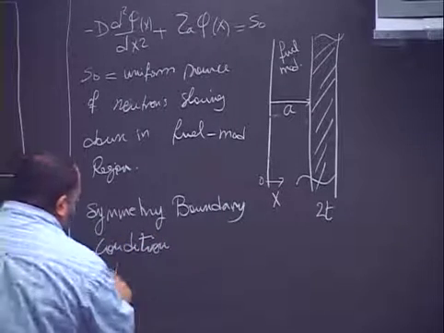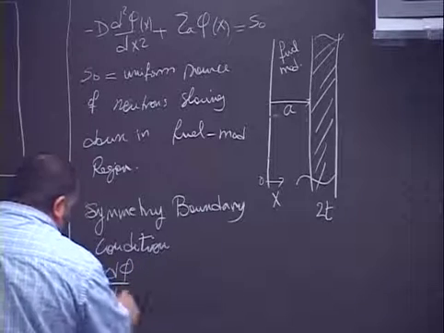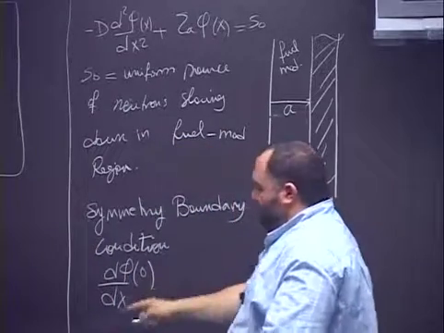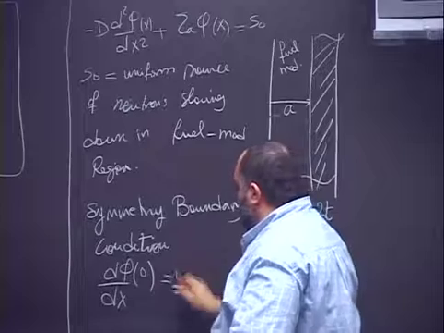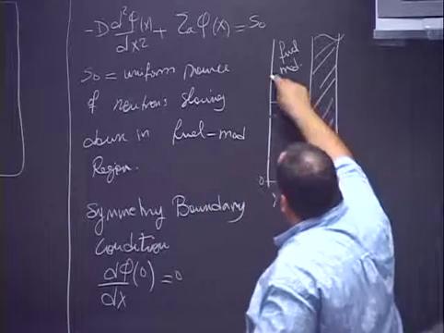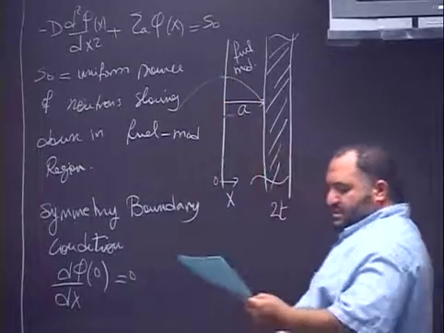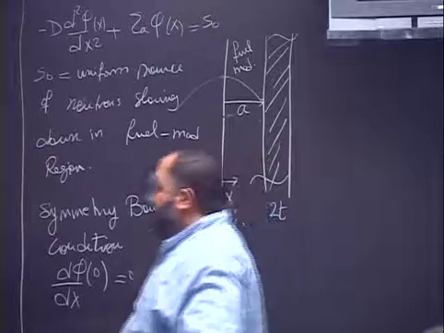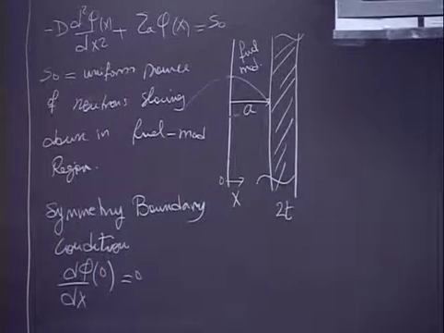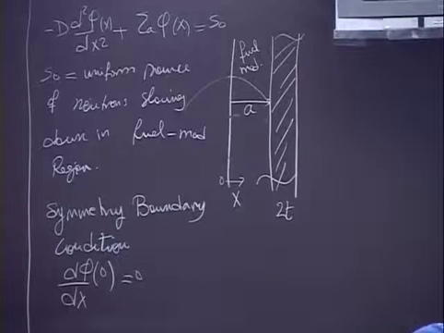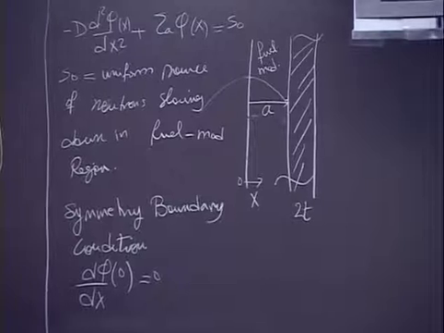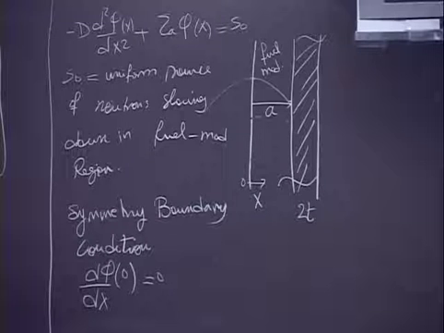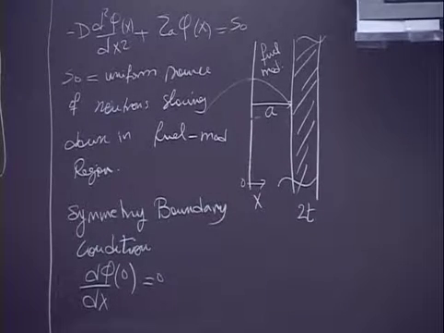The symmetry boundary condition says that because of the symmetry, d phi by dx at x equal to 0 is just 0, meaning that the flux will be maximum somewhere here in the moderator region. Then you will use a transport boundary condition. You cannot solve the diffusion equation inside the control rod because it's not valid there, so you will use the transport theory.